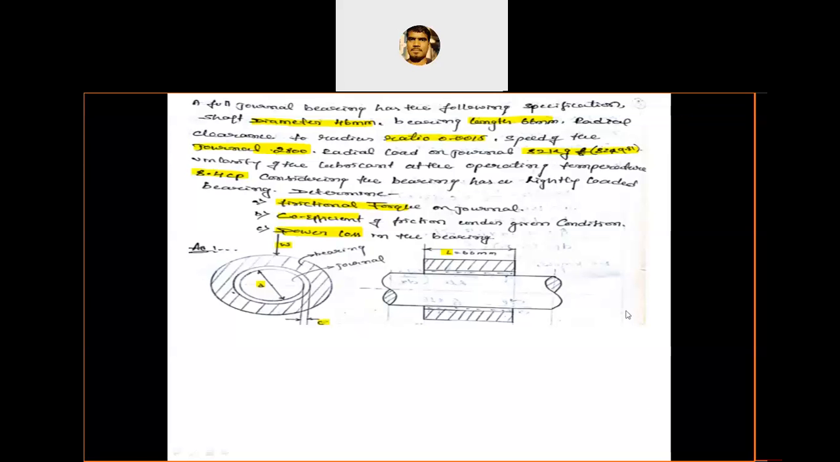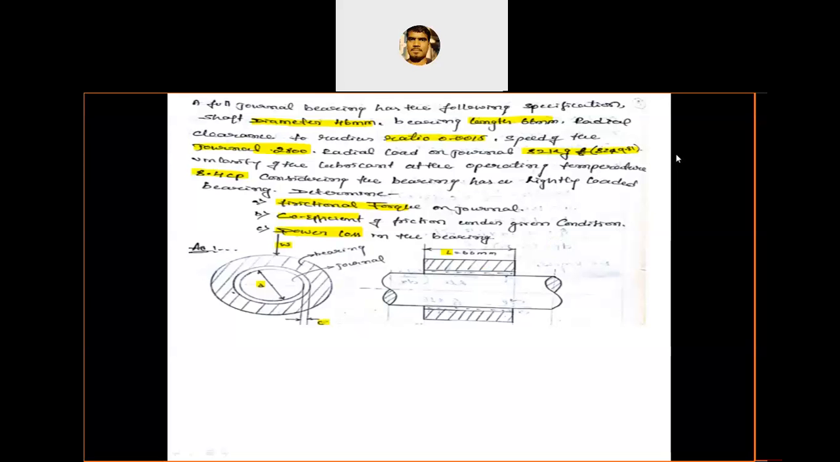First problem. It is a full journal bearing with the following specification: shaft diameter 46 mm, bearing length 66 mm, radial clearance to radius ratio 0.0015, speed of the journal 2800 RPM, radial load on the journal 82 kgf, that you have to convert to Newton by multiplying by 9.81.